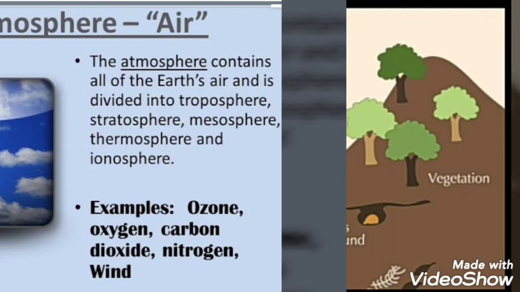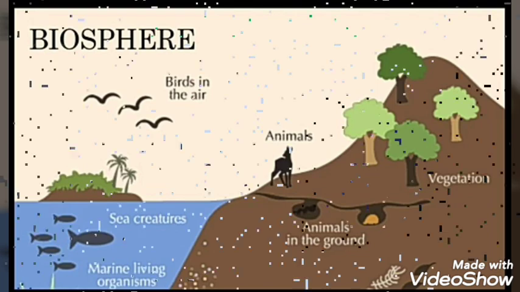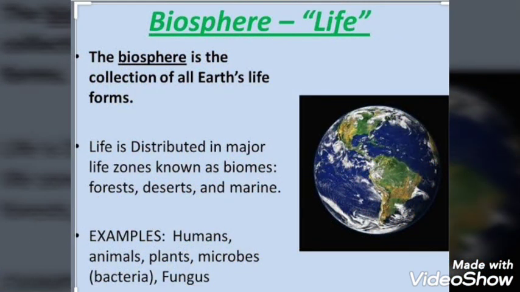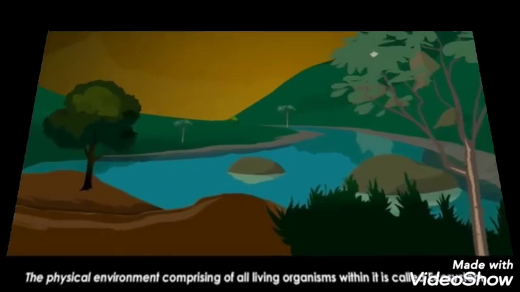The last domain is the biosphere. Plant and animal kingdom together make the biosphere or the living world. It is a narrow zone of the earth where land, water and air interact with each other to support life. That means the biosphere is a collection of all Earth's life forms. So these are the domains of natural environment.